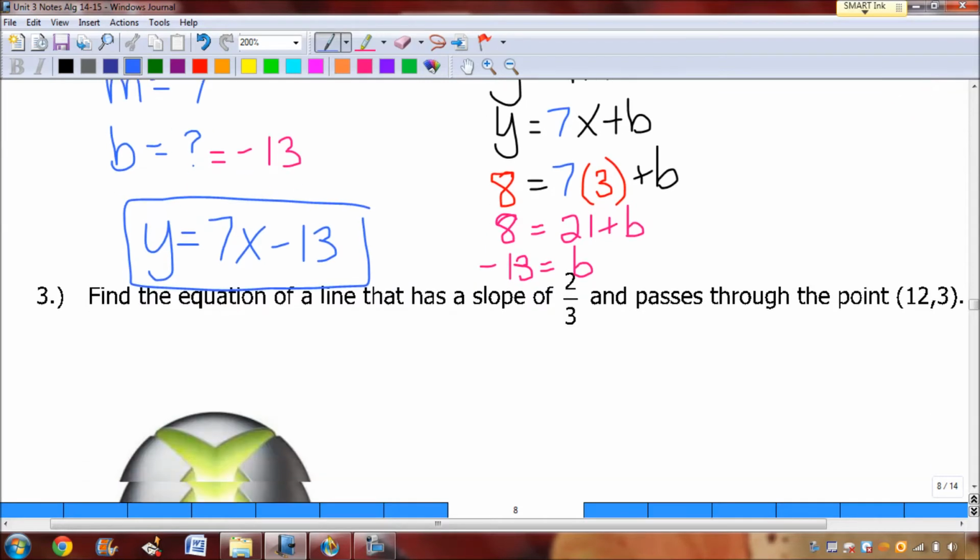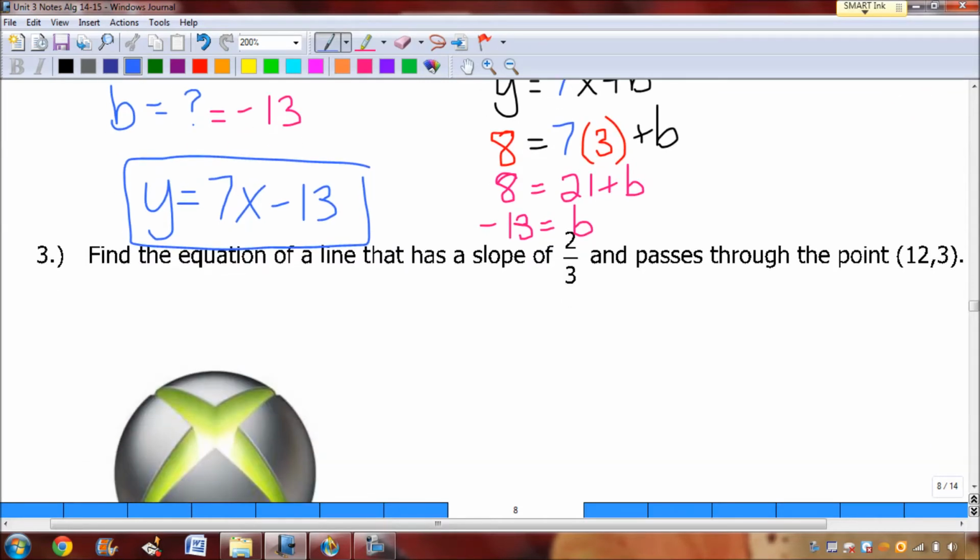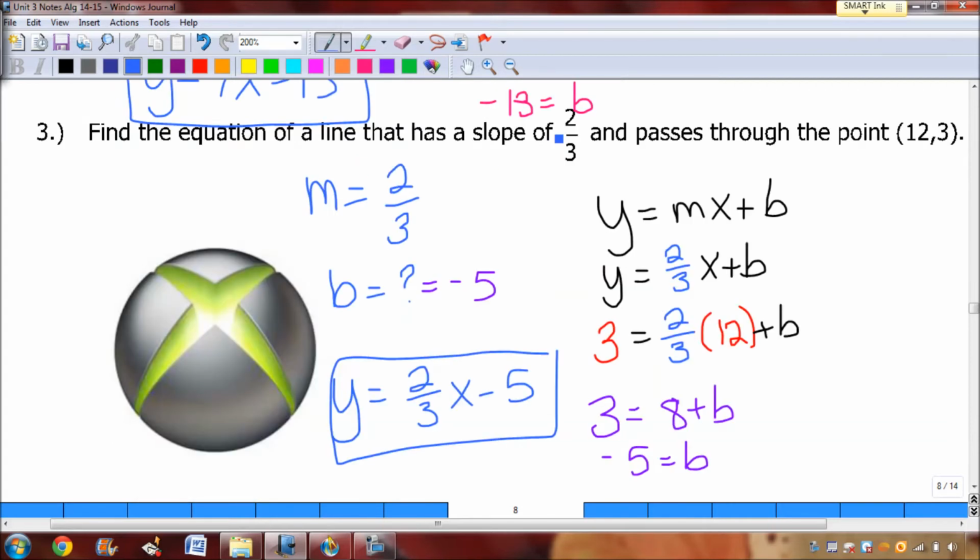All right. I would like you to please try question number 3 on your own. Please press pause and then come back to me when you're ready to go. All right, I will walk you through this quickly. If you need to press pause and get this information figured out, please make sure that you do so. You have to be honest with yourselves. You got to make sure you understand what's going on.